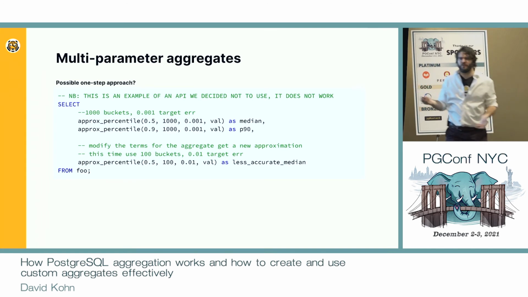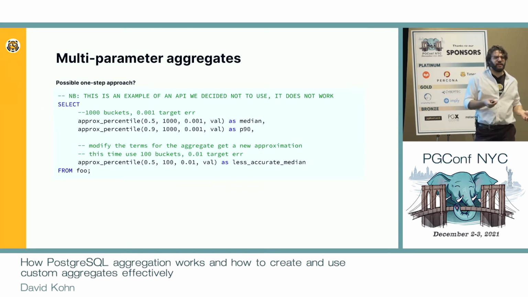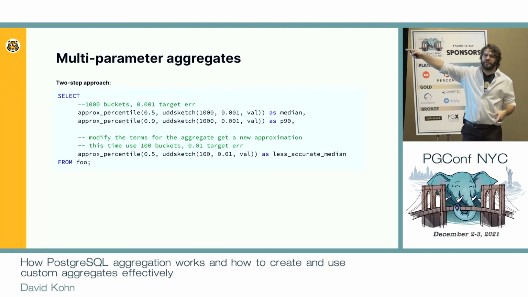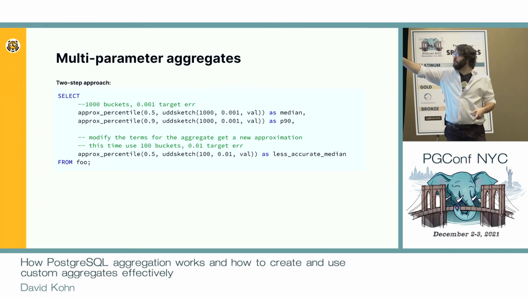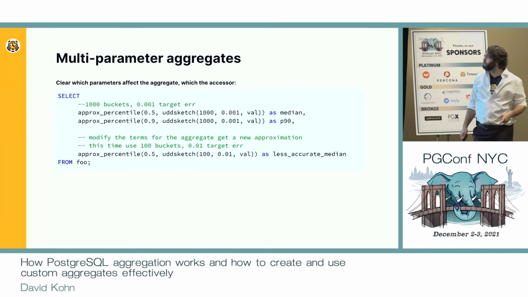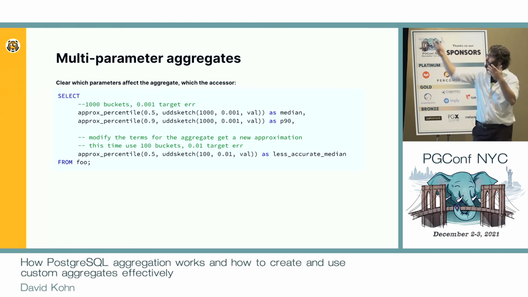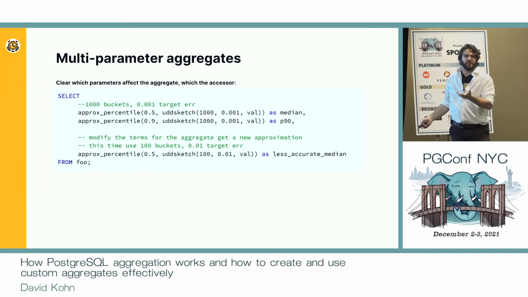Well, which ones are going to affect the aggregate? Which ones are going to affect the final function? Like, what's going on? It's just very difficult to read, I find anyway. Whereas here, it's very clear. These are the things that are affecting the aggregate, whereas those are the things that are affecting the accessor. So, yeah, this is a little bit nicer version of that.